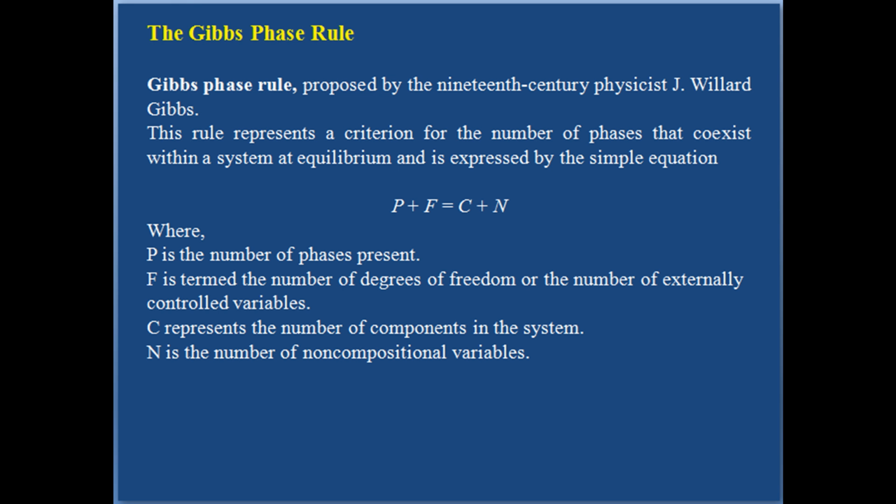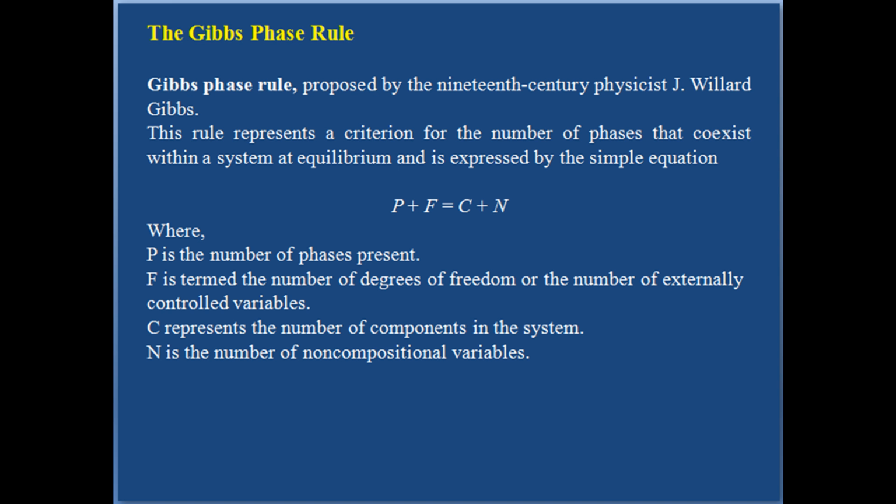Now we are going to discuss the Gibbs phase rule. The construction of phase diagrams, as well as some of the principles governing the conditions for phase equilibria, are dictated by laws of thermodynamics. One of these is the Gibbs phase rule, proposed by J. Willard Gibbs. This rule represents a criterion for the number of phases that coexist within a system at equilibrium and is expressed by the simple equation P + F = C + N, where P is the number of phases present.